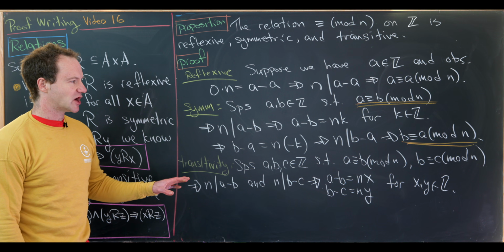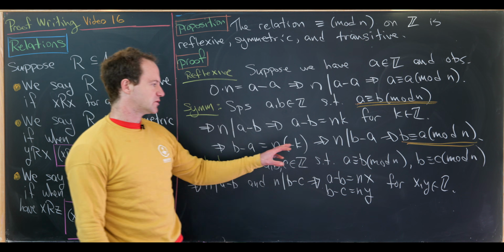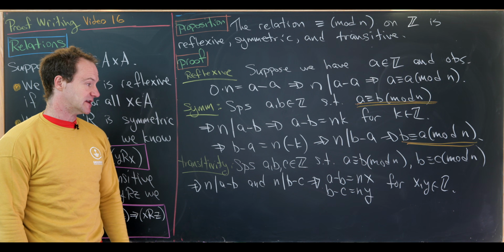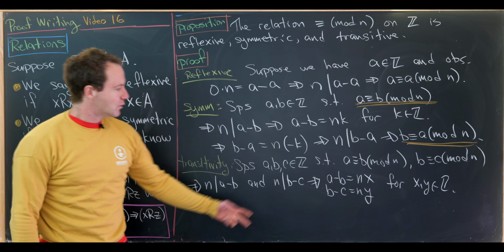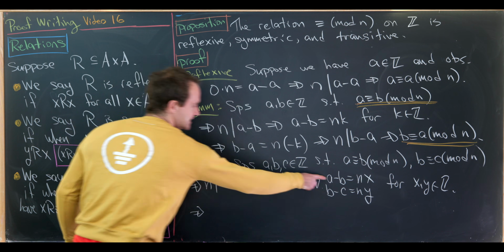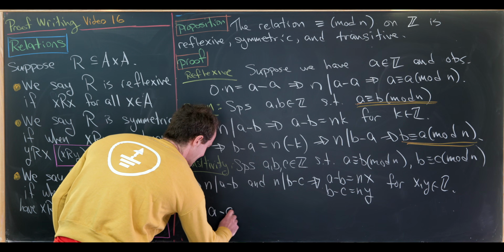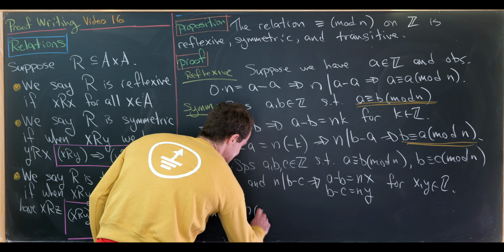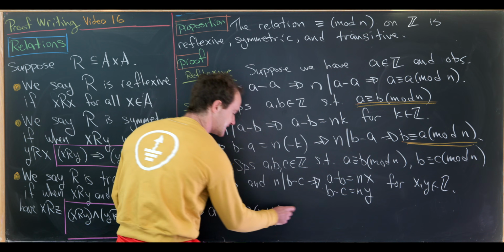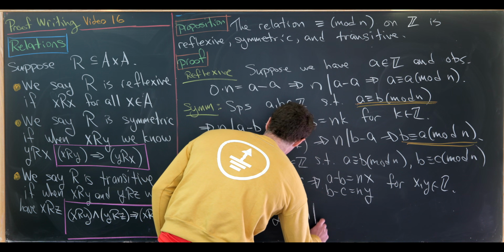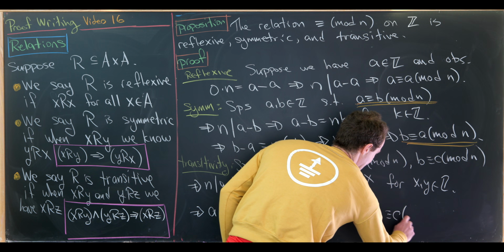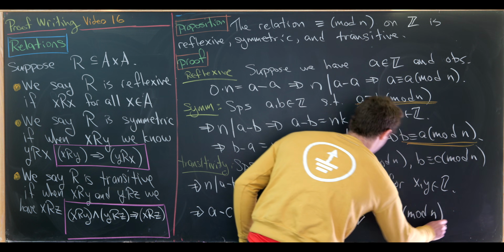But let's recall where we're trying to get. We're trying to get to a is congruent to c mod n, so we need something like a minus c. How can we do that? Well, let's take these two equations and add them. Notice if we add these two equations, that gives us a minus c is equal to n times x plus y. That equation tells us that n divides a minus c, but that's exactly the condition for a to be congruent to c mod n.